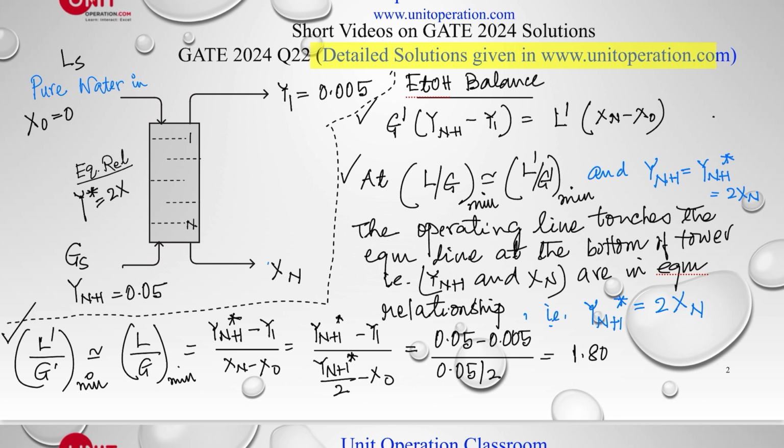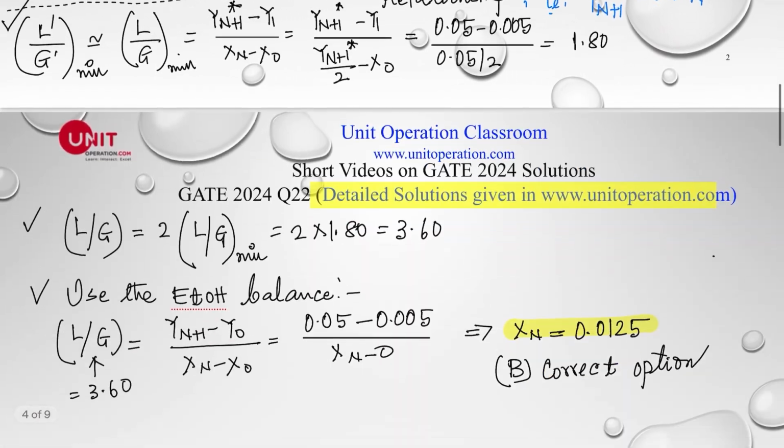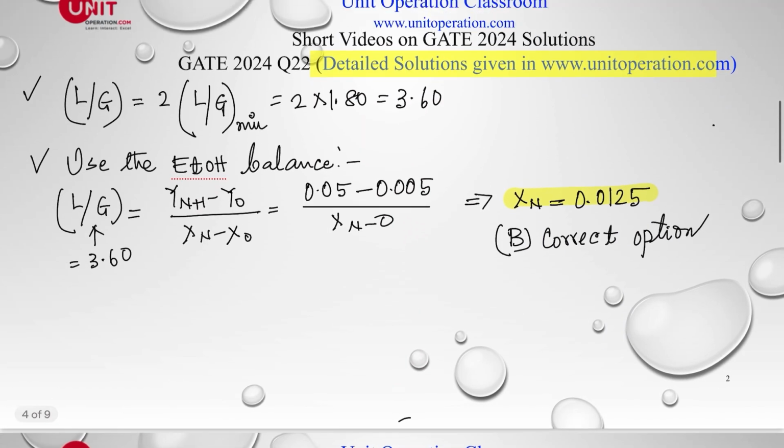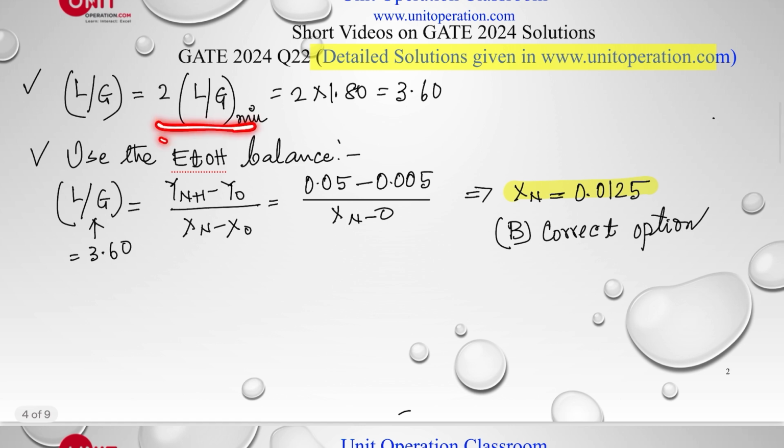So for a certain value of G, the ratio of L over G, that's the minimum water flow rate, is 1.80. Now, for the same value of G, we have to take twice the water flow rate. So the actual value of water flow would be two times this one. So if the actual water flow rate is 2 times that, then this will be 3.60.